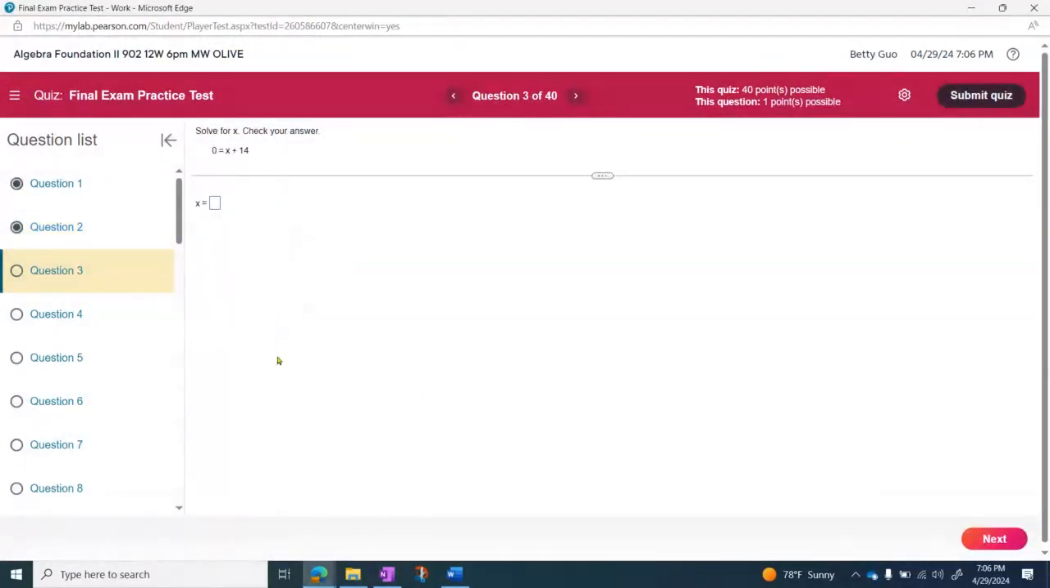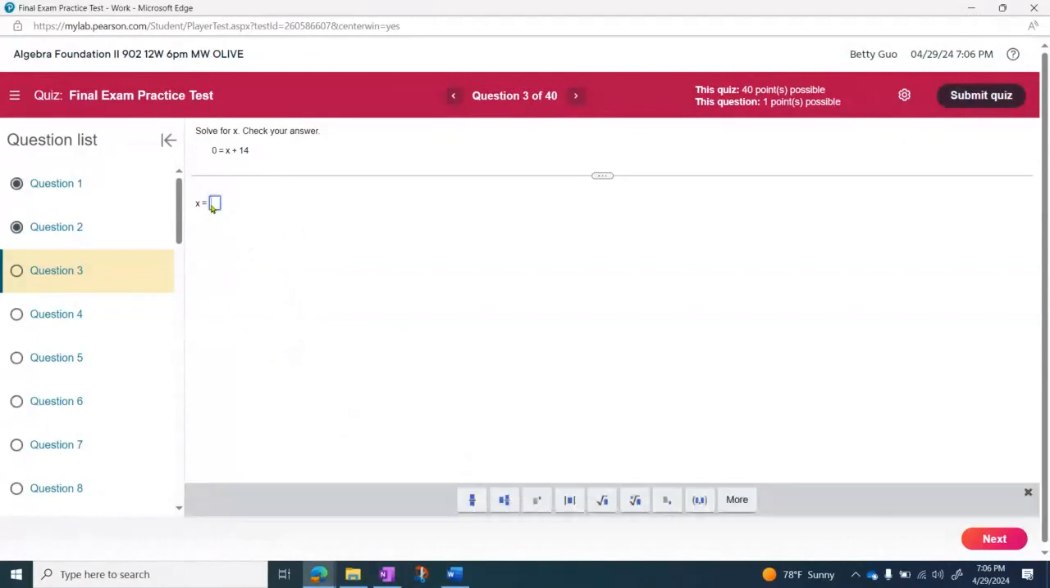Solve for x. Check your answer. What is it? Please don't lose the point on that. -14. Think about which number plus 14 gives you 0. Only the opposite of 14 plus 14 gives you 0. So x has to be -14.